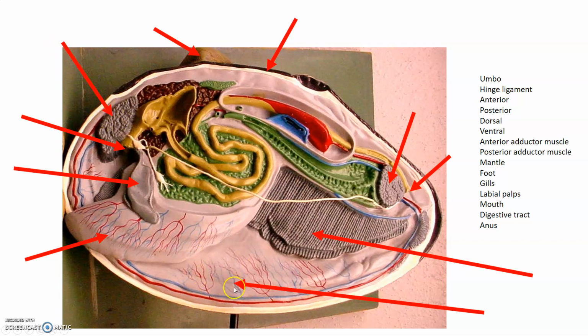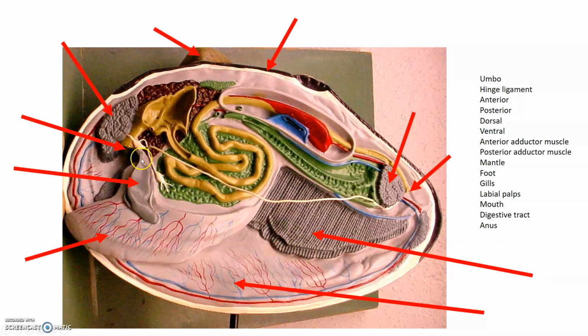The mantle is the sheet of tissue that covers the visceral mass that produces the shell. The muscular foot is used for locomotion, as most of these mussel bivalves are diggers. We can see the gills with all of their feather-like appearance to increase surface area for gas exchange.